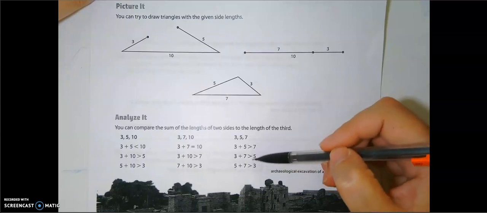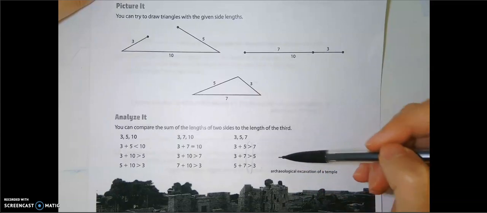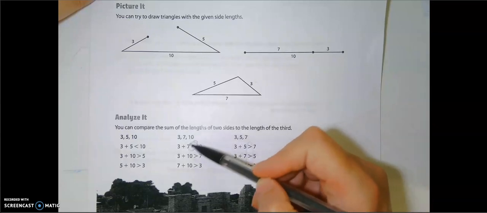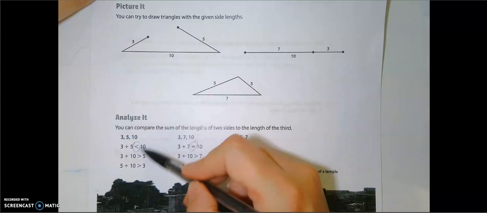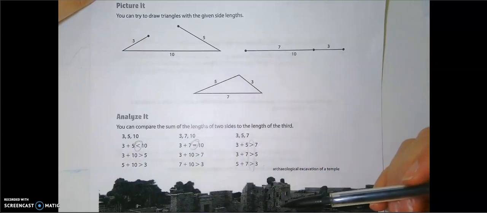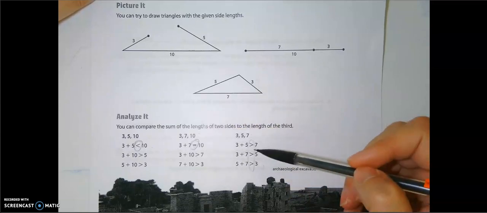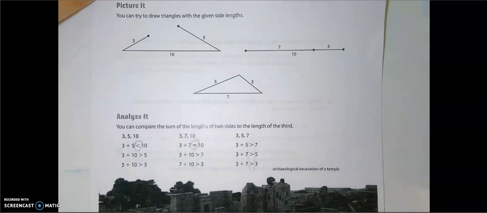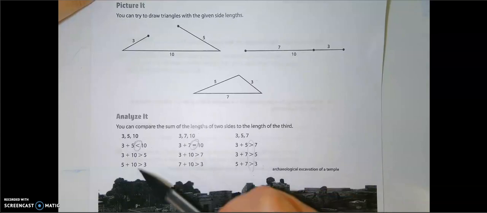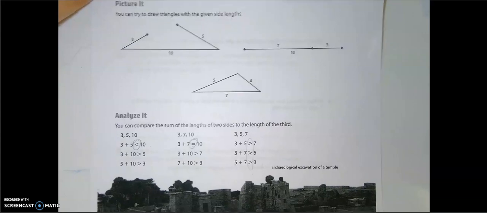So when we notice this, all combinations were greater than the third side. Whereas over here, we had an equal to, and here we had a less than. And those triangles didn't work. We weren't able to make triangles with those. We have to have 2 of my sides added together have to be greater than the third. And it has to happen every time. Because here it happened twice on both of these. But because it didn't happen that third time, it didn't work.